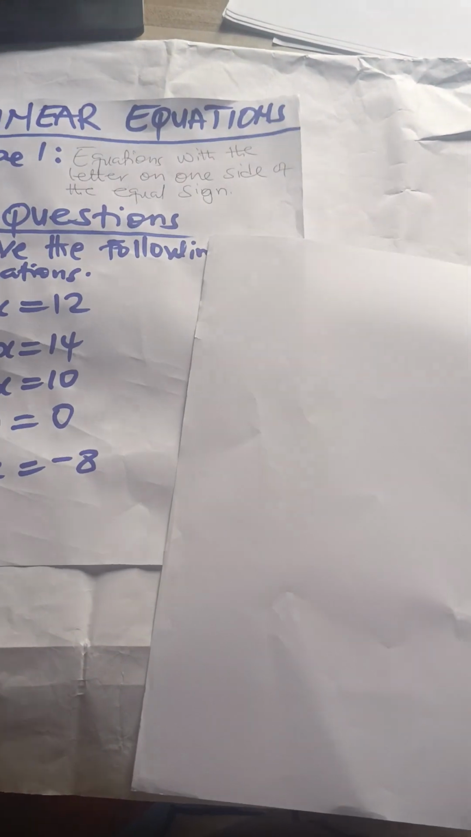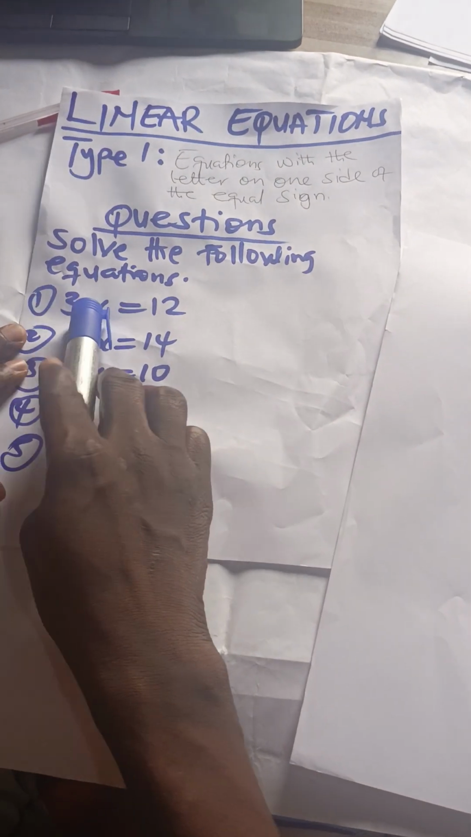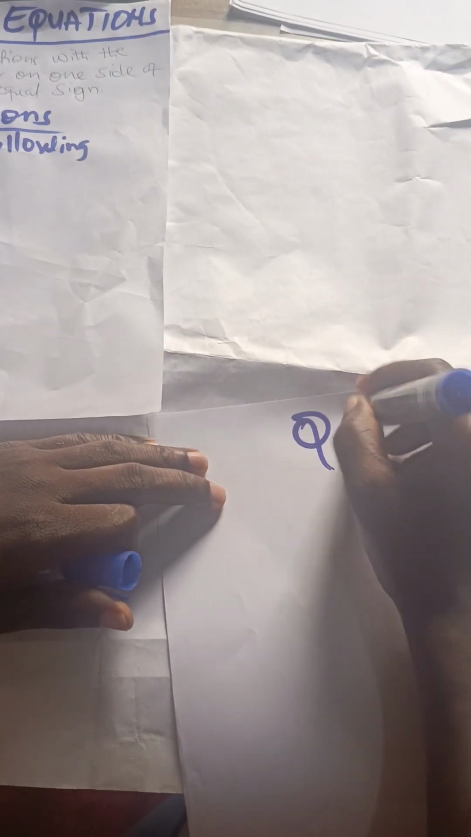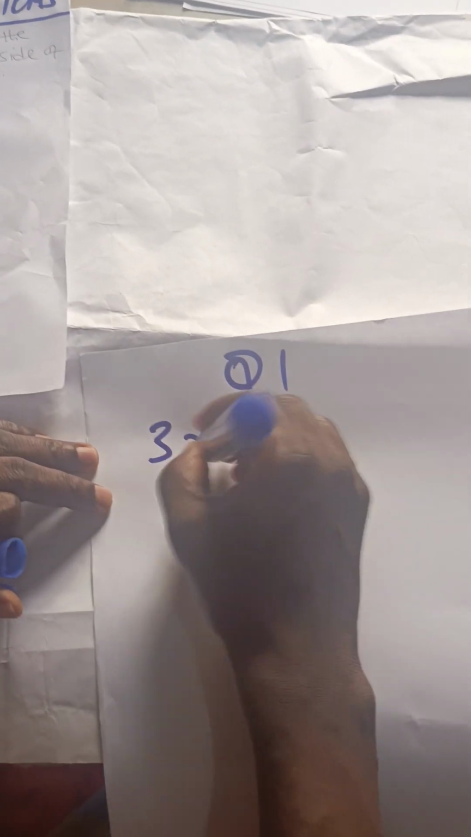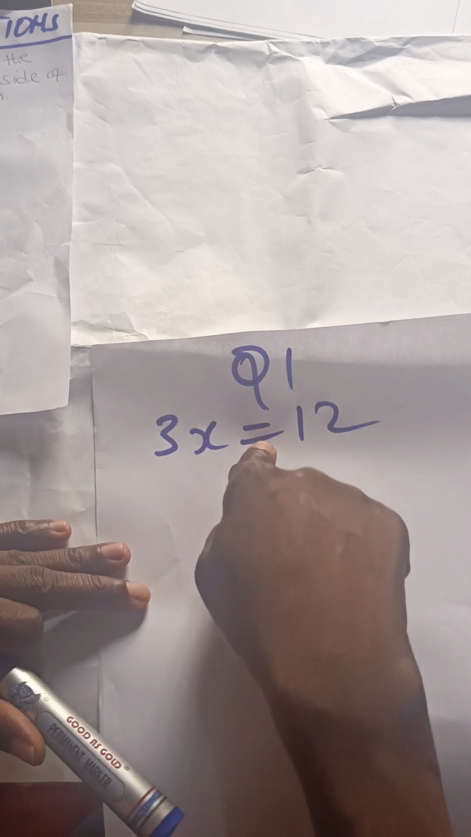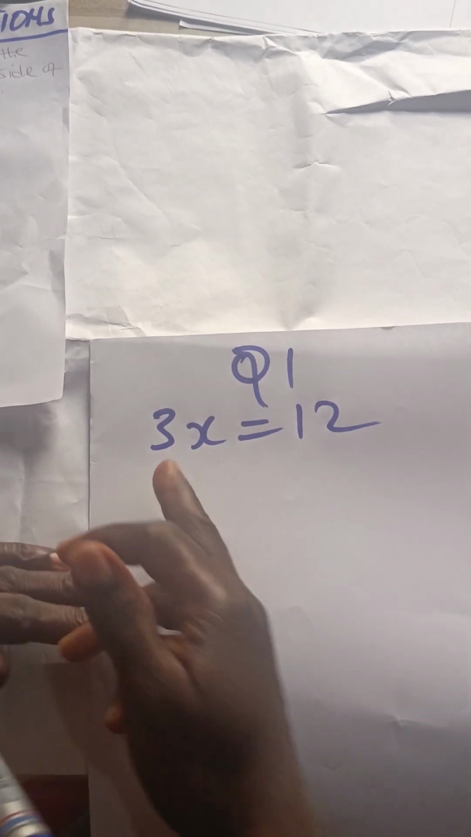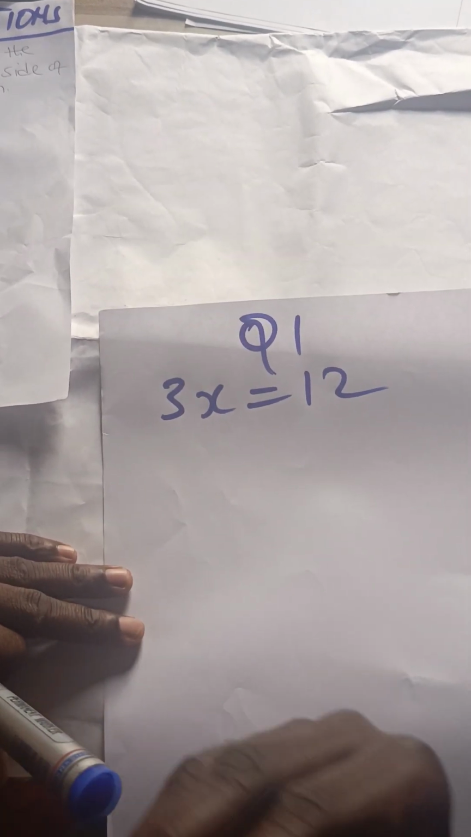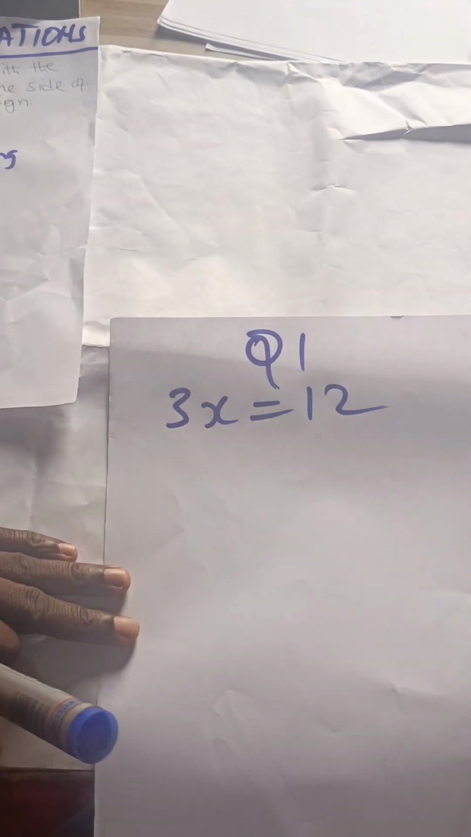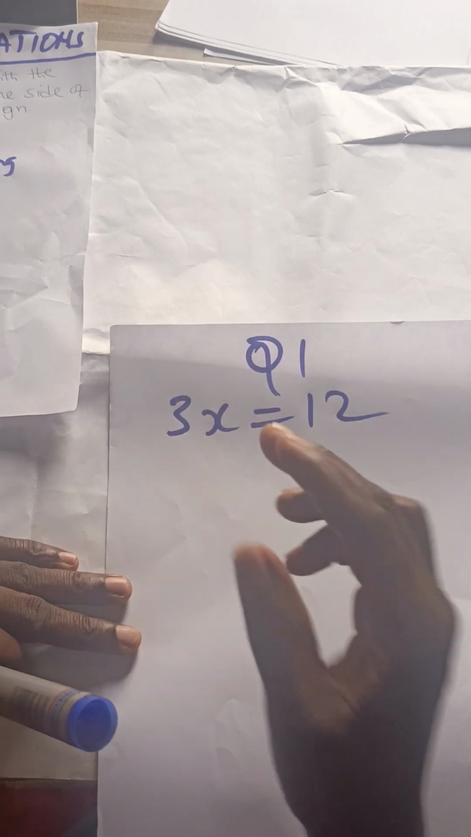Question 1 is saying that we should solve for x, that is 3x is equal to 12. Now how do you solve this? This is an example of an equation because there is an equal sign here. To solve for x means we are going to isolate the x.